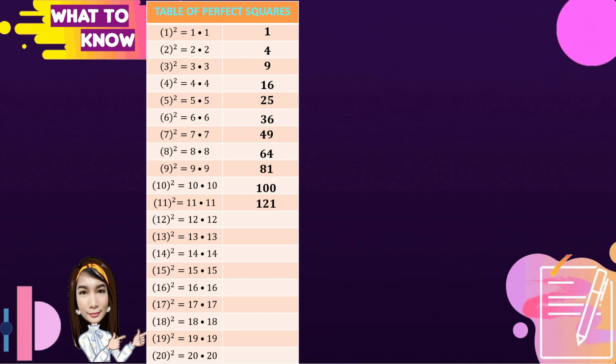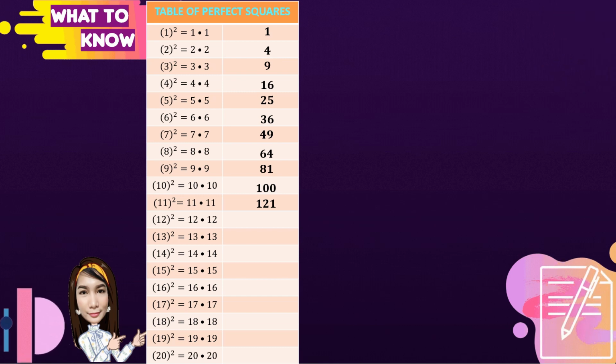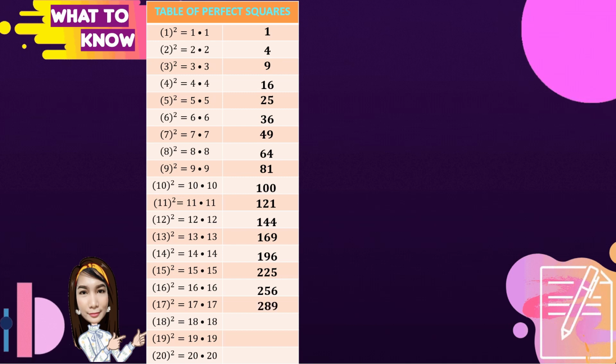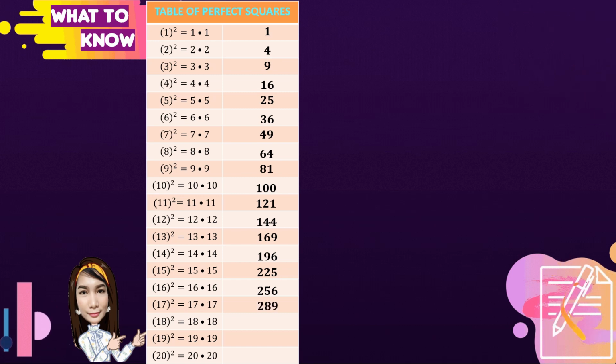11 squared equals 11 times 11, we have 121. 12 squared equals 12 times 12, we have 144. 13 squared equals 13 times 13, we have 169. 14 squared equals 14 times 14, we have 196. 15 squared equals 15 times 15, we have 225. 16 squared equals 16 times 16, we have 256. 17 squared equals 17 times 17, we have 289. 18 squared equals 18 times 18, 324. 19 squared equals 19 times 19, we have 361. 20 squared equals 20 times 20, we have 400.